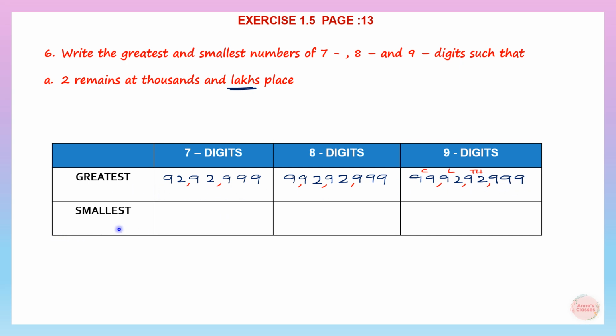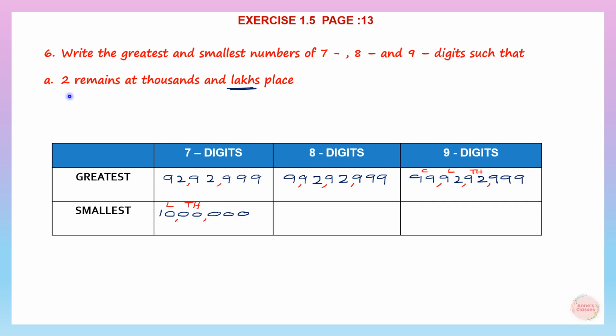Now let's form the smallest. Smallest 7-digit number will be 1 followed by 6 zeros. 1, 2, 3, 4, 5, 6 zeros. Now let's place commas. Ones, tens, hundreds, comma, thousands, 10,000s, comma, lakh, 10 lakh. So this is lakh, this is thousand. So let's read it. 10 lakh and nothing in the thousands place. So this whole number is simply 10 lakh.